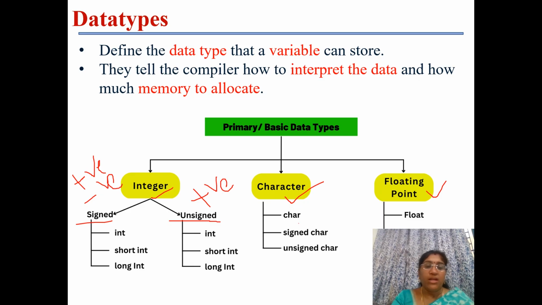Character is further classified into character, signed character and unsigned character. Character default may be signed or unsigned depending on the system. Signed character stores both the positive and negative values. Unsigned character stores only the positive values. Floating point is used to store decimal numbers. It is further classified into float, double, and long double.